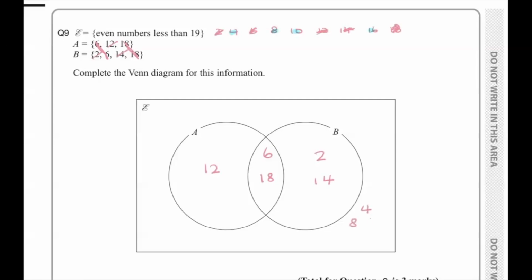So we've got 4, 8, 10, and 16 in the rectangle. So it's in the diagram, but not in the circles.